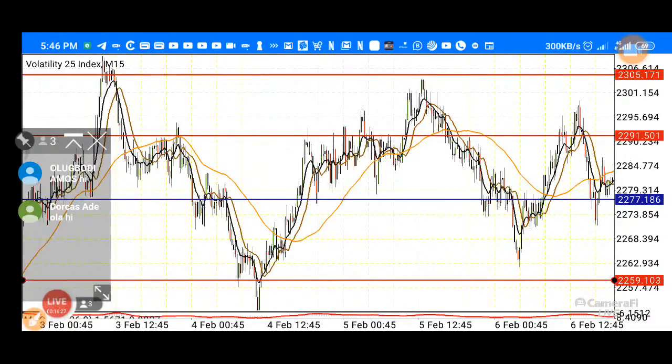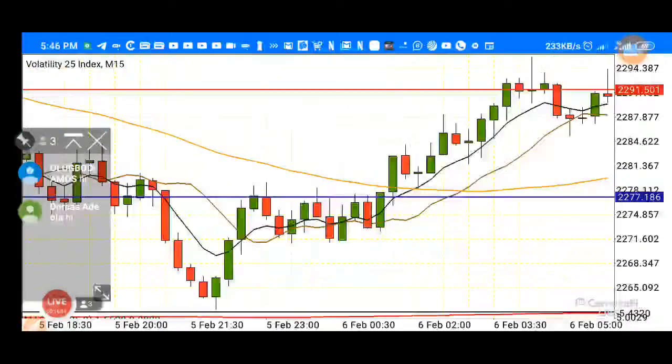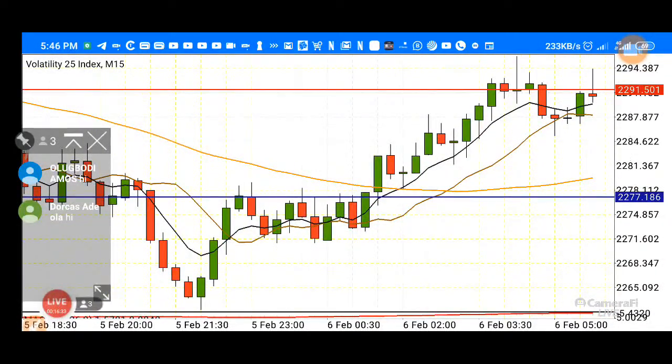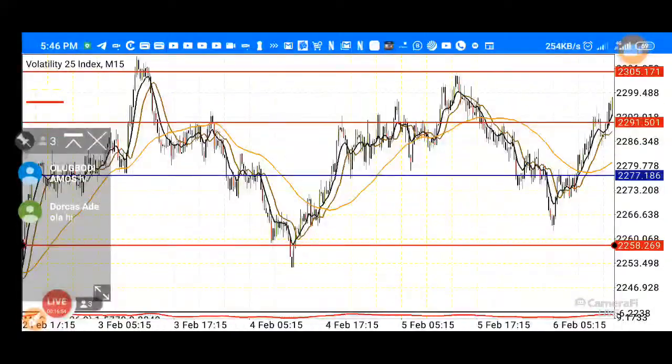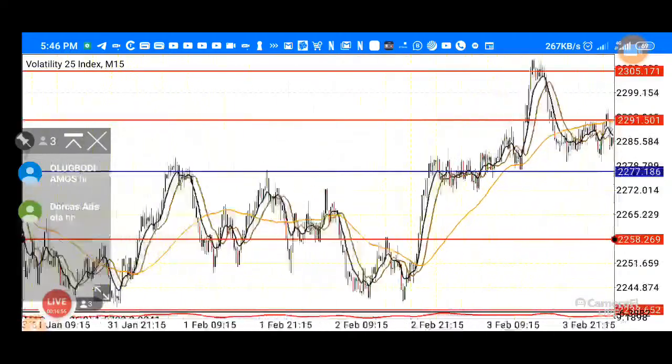Now this is another level here. So what do you see here? This is a level. It's either a support or a resistance. Remember, a support level can also turn into a resistance, and a resistance can also turn into a support. That's what we have here. Let me show you that.